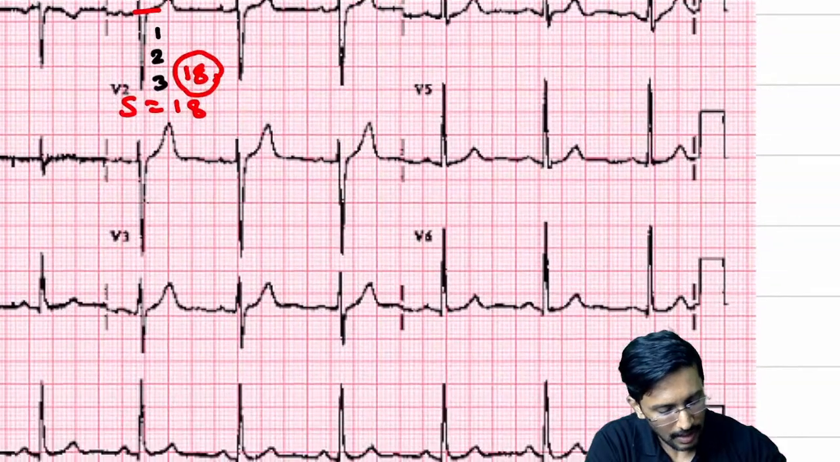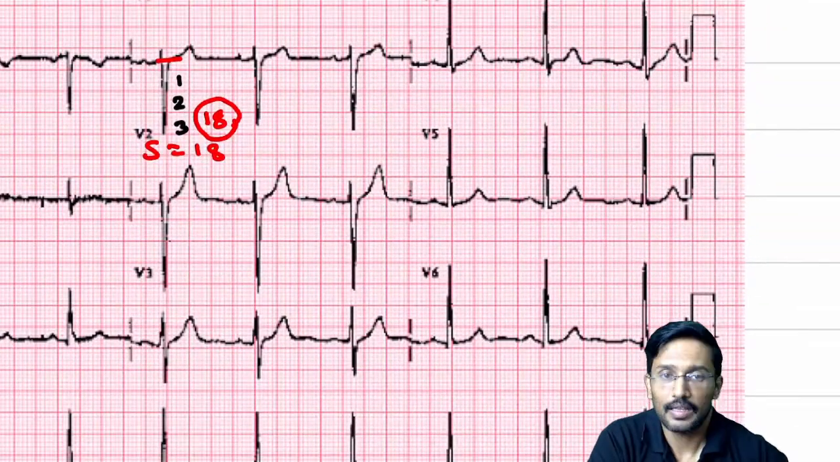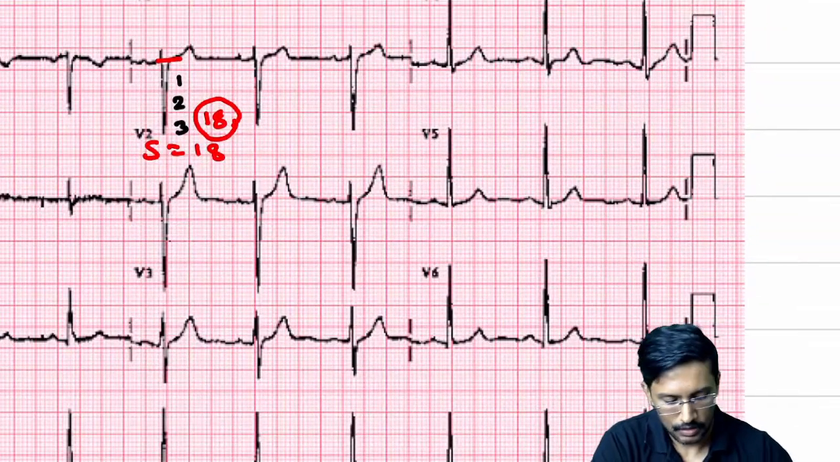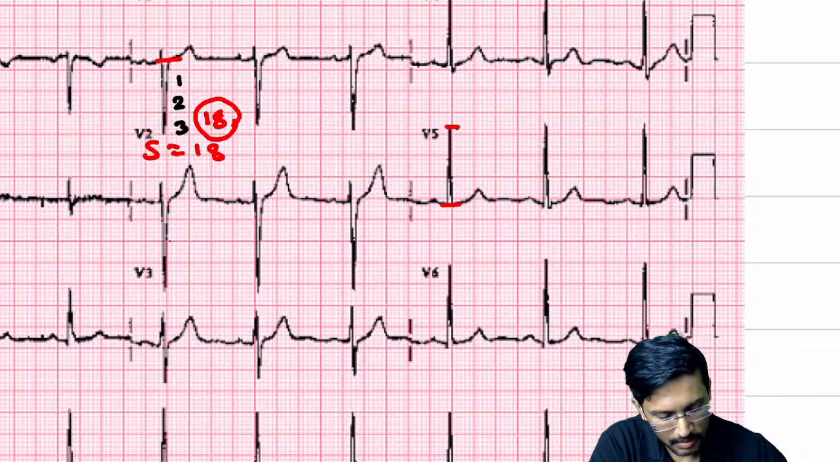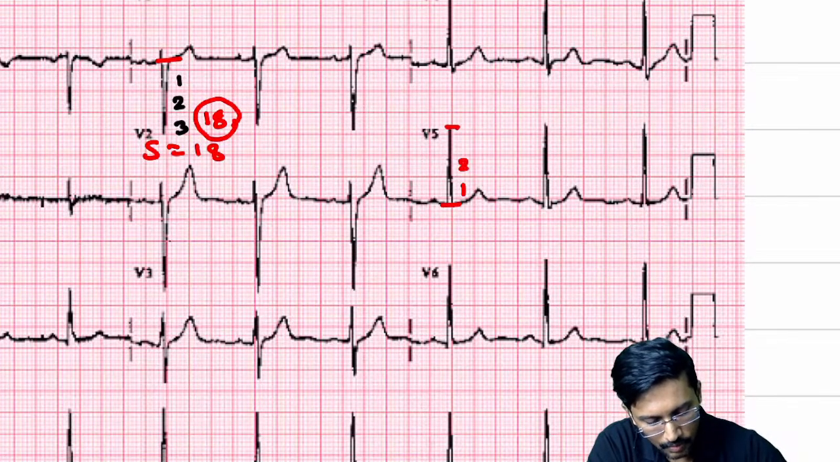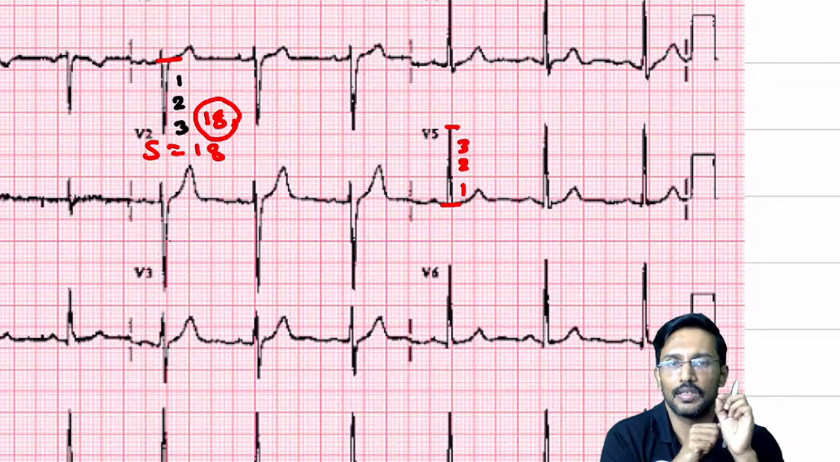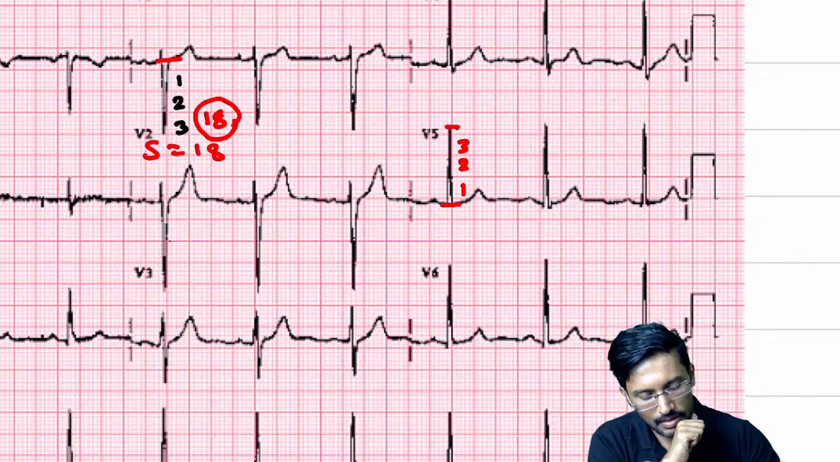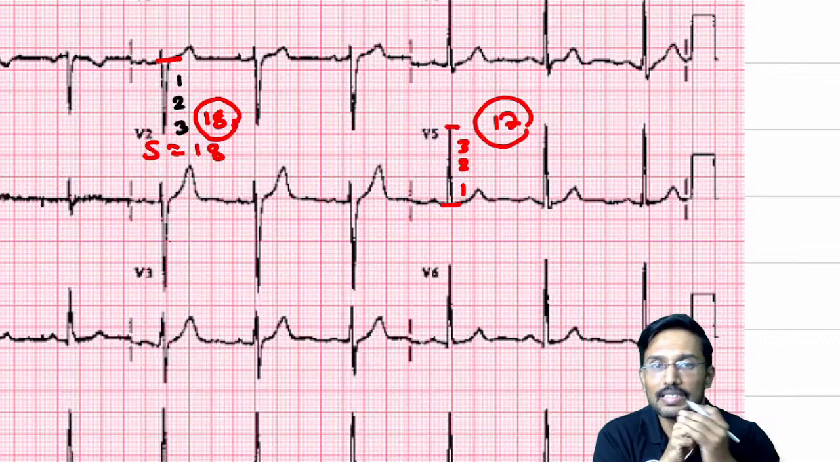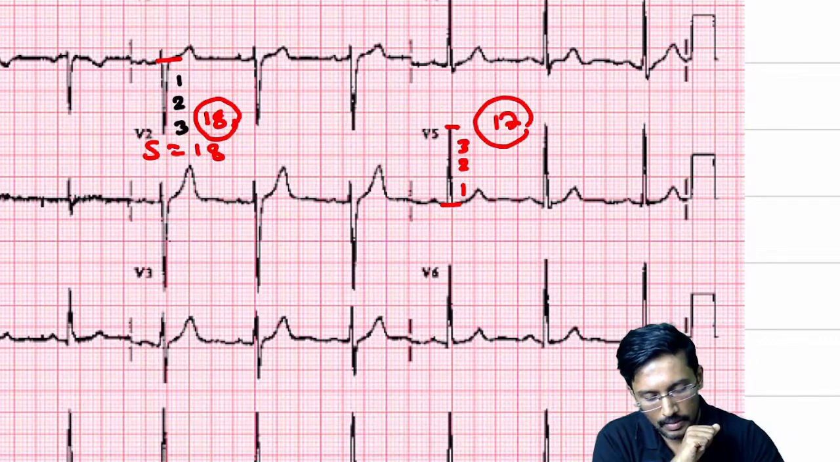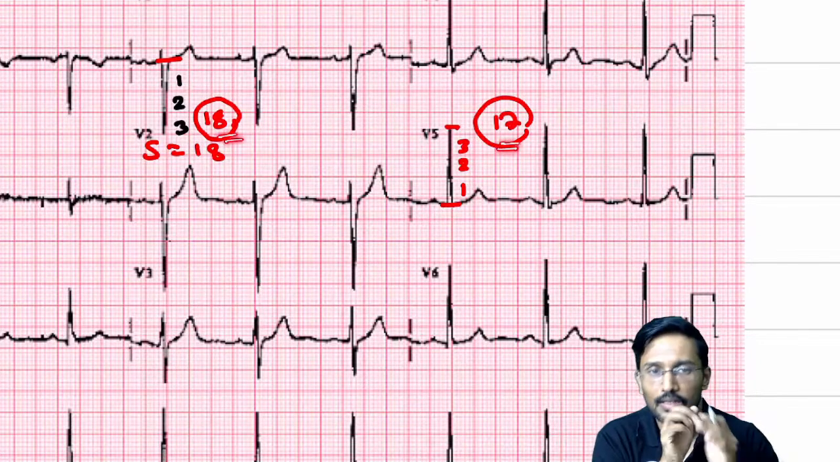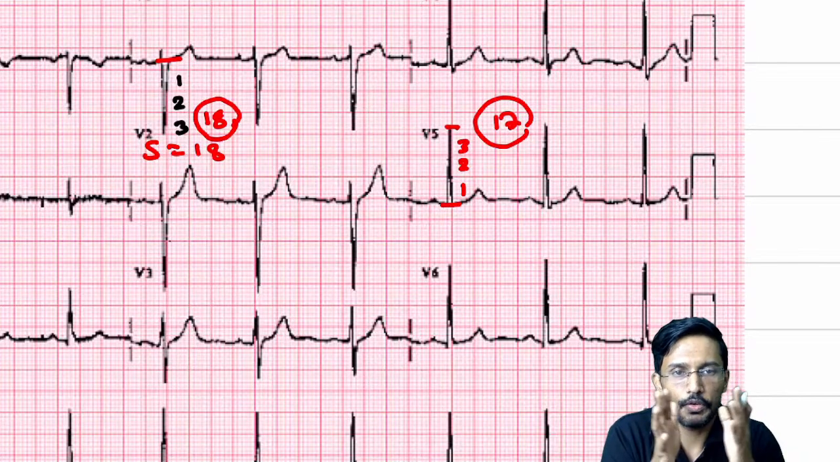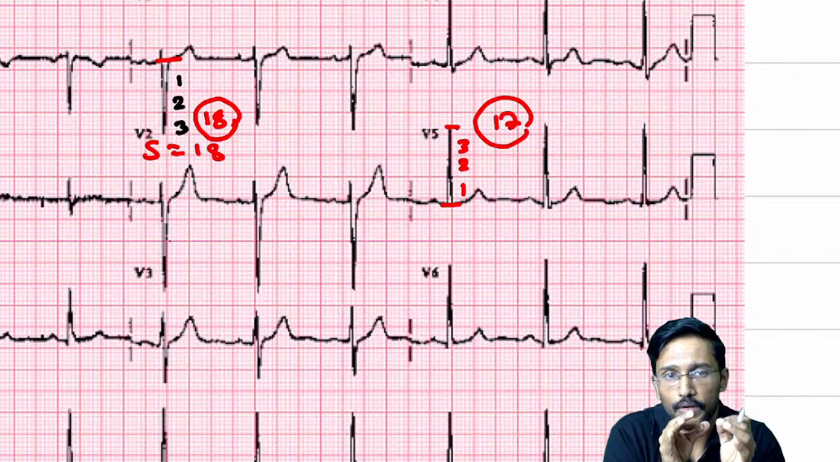And then I have to see the R in V5 or V6. I can clearly see it in V5, right? So I will look at V5. What is the voltage here? 1, 2, 3, little more than 3, slightly more than 3. Let me count it as another 2. So it is around 17 here, right? Around 17 here. So 18 plus 17, 35. So if it is 35 or more, I can consider the possibility of left ventricular hypertrophy here on this ECG according to Sokolov-Lyon criteria, right?